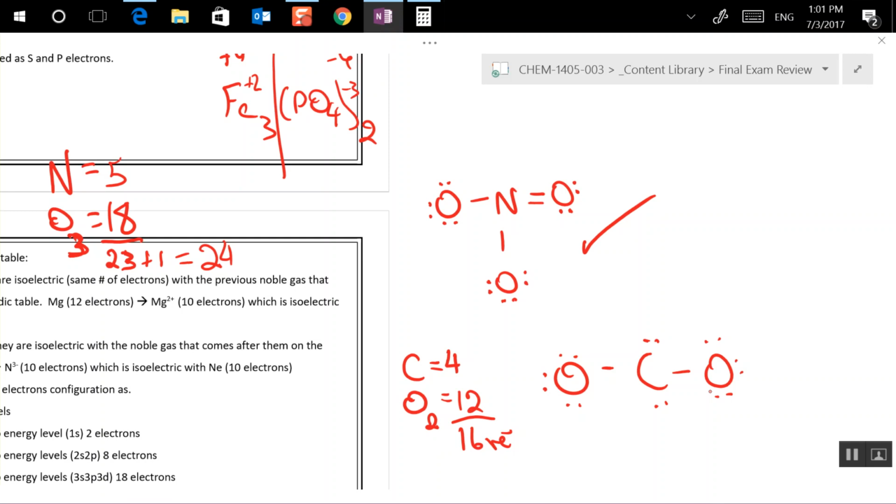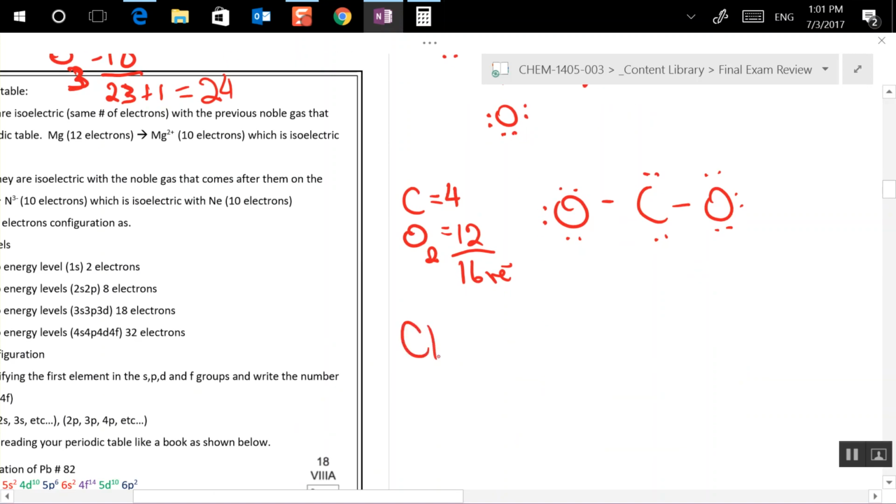Cl2. Okay. So we have Cl2, chlorine bonded to another chlorine. How many valence electrons do I need? 7 times 2 is 14. How many are in the structure as it is? 14. So that's my structure.